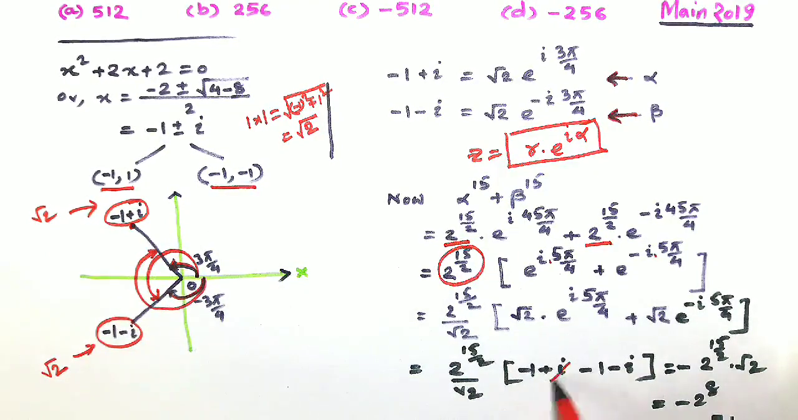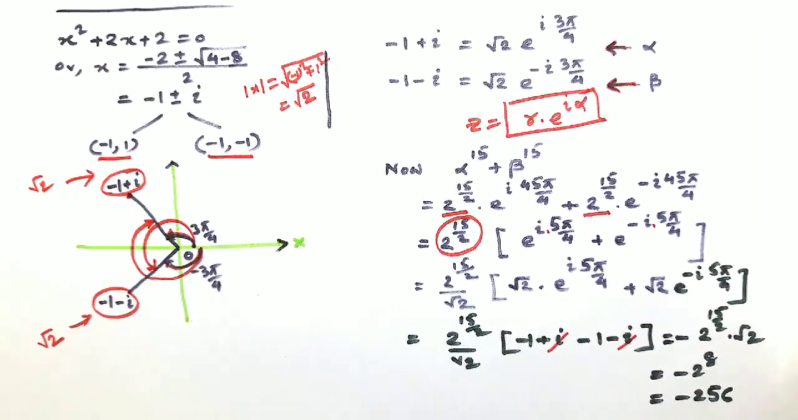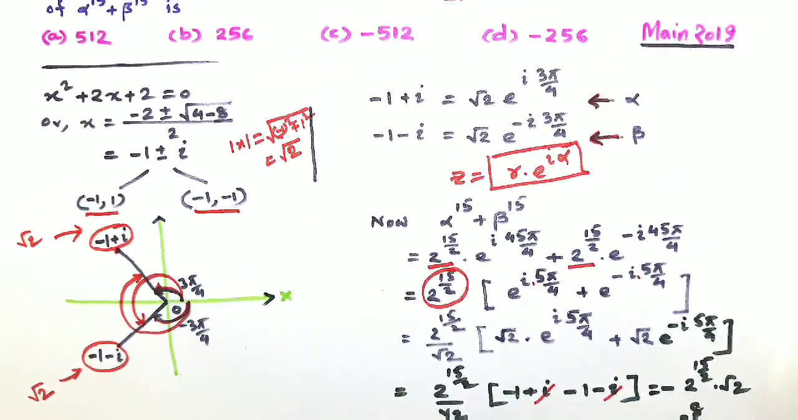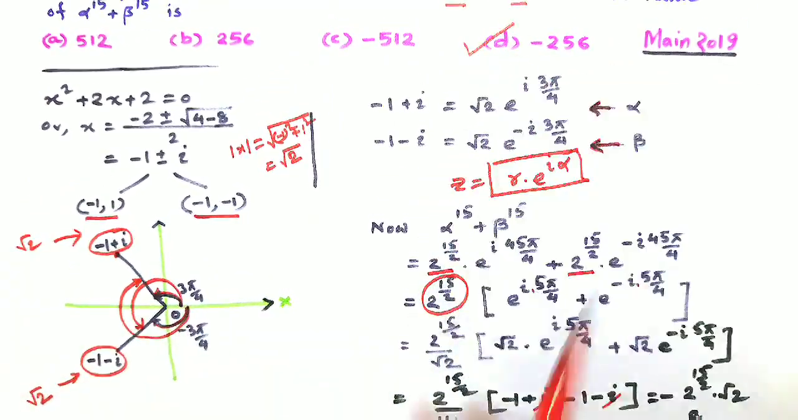So after addition i will be cancelled, this is only minus 2. Okay, minus 2 divided by root 2 into 2 to the power 15 by 2, so you are getting only root 2 into minus 2 to the power 15 by 2, and this is 2 to the power 16 by 2, that means 2 to the power 8, and minus of 2 to the power 8 is minus 256. So your option is D.